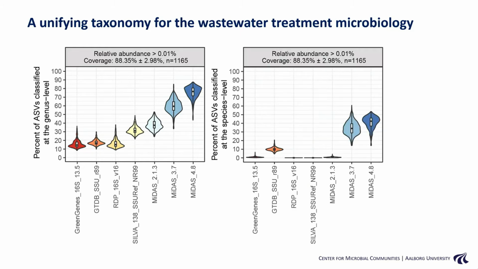And with this MiDAS 4 database, we can even go to the species level. It's not like you can classify all organisms at the species level, but around 45% can be classified using our reference database. And that makes a huge difference, because with the common reference databases, we can't classify more or less any of them at the species level. So we get a completely new ability using this reference database in terms of how precisely we can characterize the organisms.